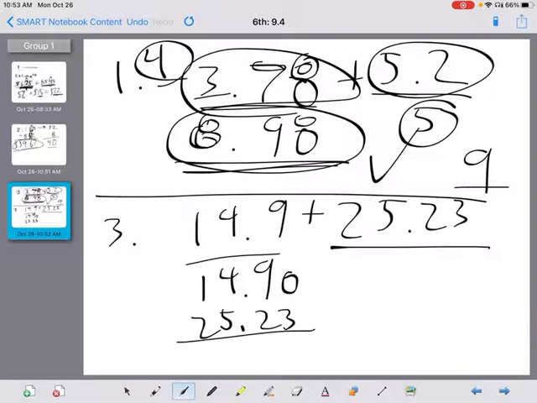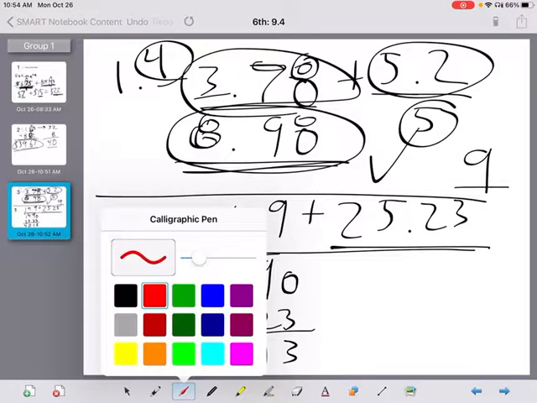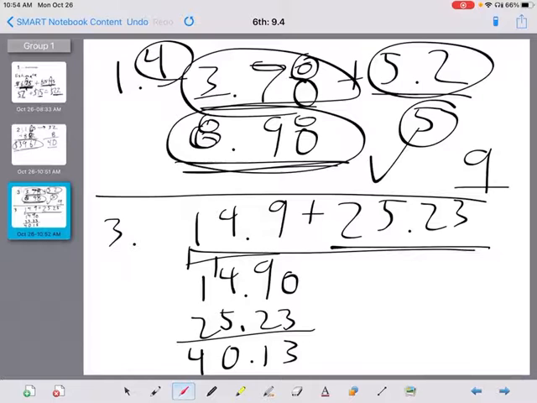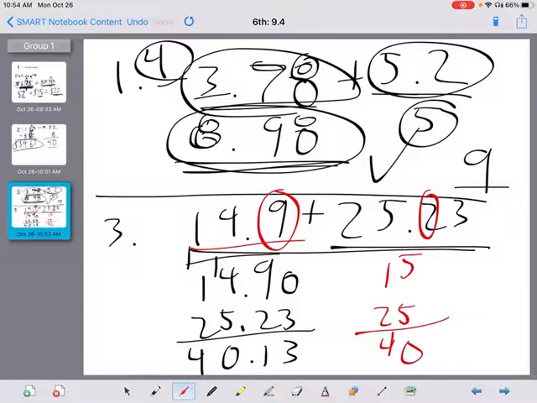25.23. This gets 3. This becomes 11. And I carry the 1. 1 plus 4 is 5. 5 plus 5 is 10. 2, 3, 4. And so I get 40.13. Now I'm going to go back to the original ones and estimate to see if I got the right answer. I'm going to use red for this. So estimating using the right answer, I look at this and I'm rounding this to 15. I look at this and I round this to 25. 25 plus 15 is 40. Is what I have reasonable?